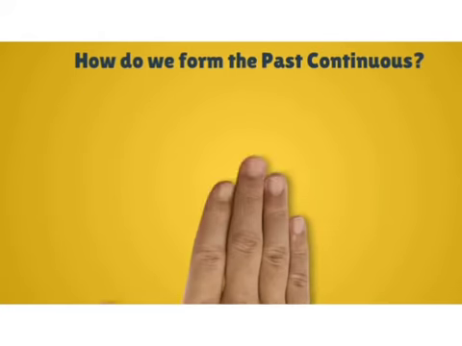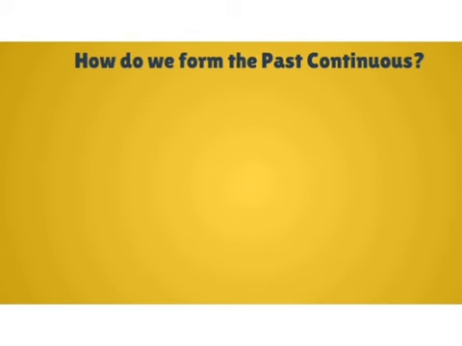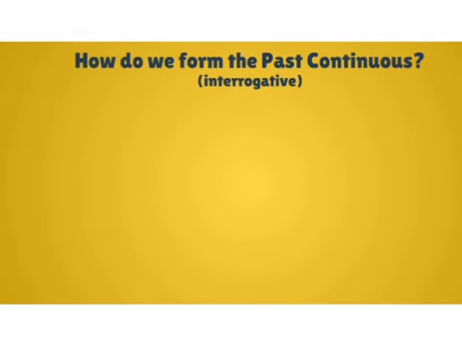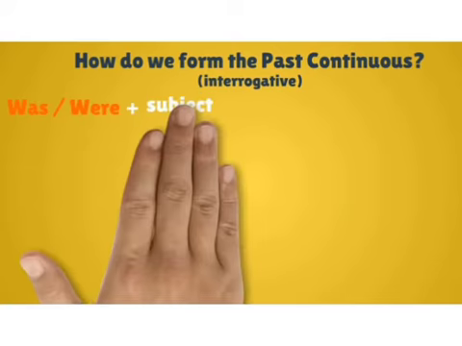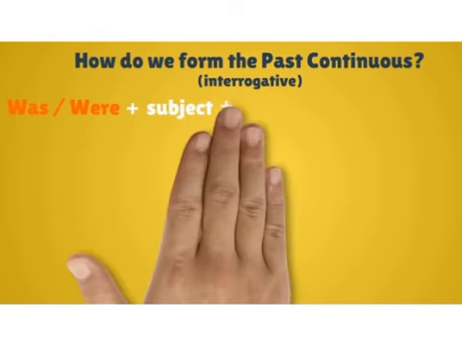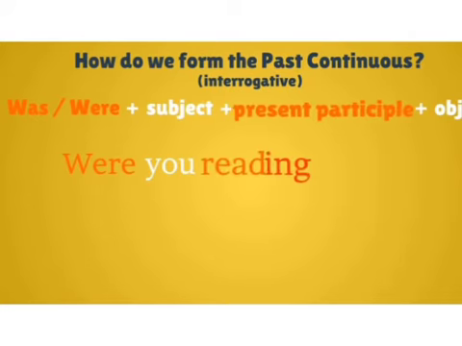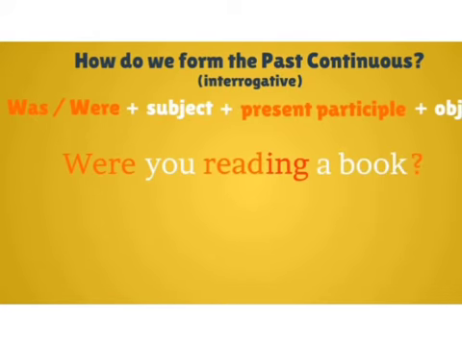And let's move on to the interrogative type. How to form the interrogative sentences. So what is interrogative? Question mark. Yes. So what we have to do is bring the auxiliary verb to the front. Here the auxiliary verb was or were should be taken to the front. Only then you will get the sentence formation. So were plus subject plus present participle plus object. Were you reading a book?